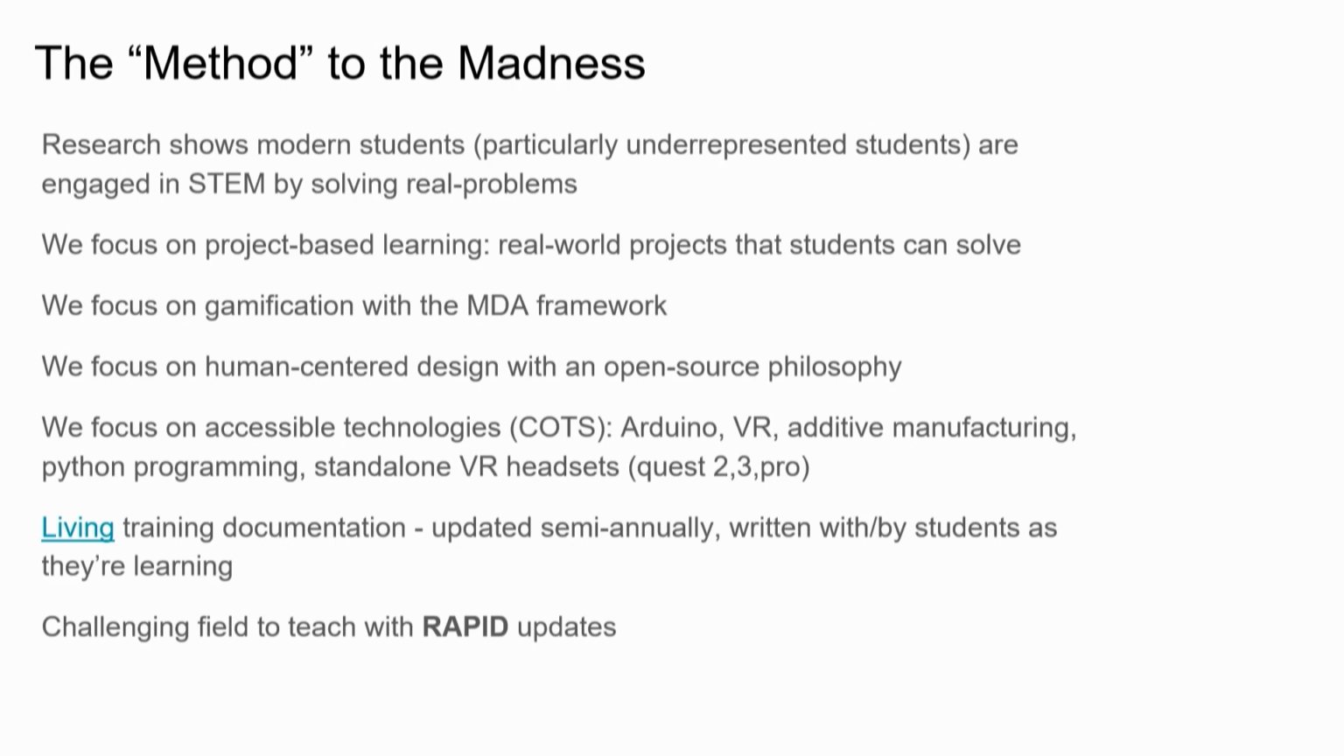So the method to our madness, how do we actually do this? I'm working with mainly undergraduate students, and these are largely underrepresented and kind of underprepared for STEM students. So the way we engage them in STEM is by solving real-world problems. So we try to use these technologies to solve problems that they're interested in solving. In education, we call this project-based learning, but it's basically just projects that students can make an impact on the world by doing.